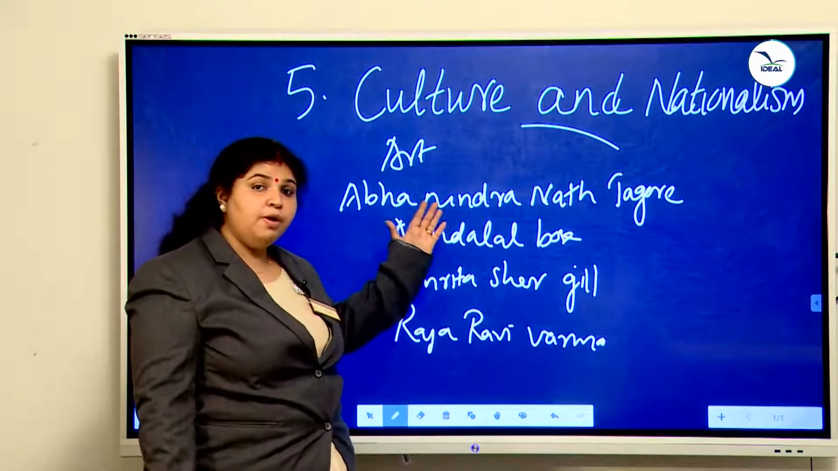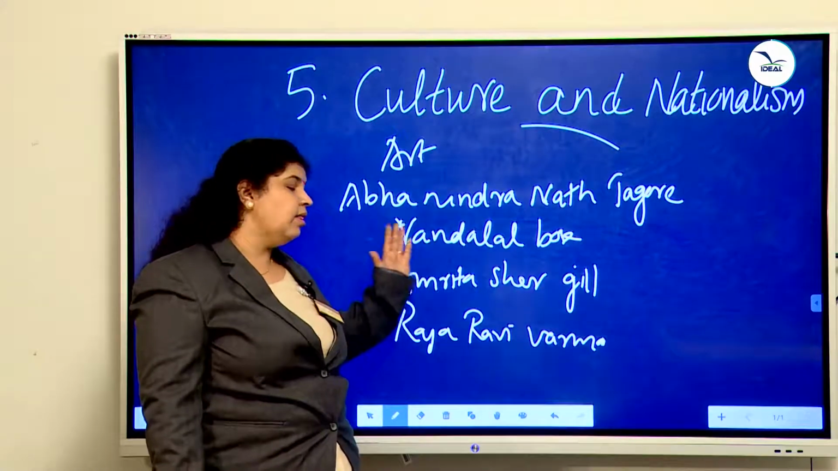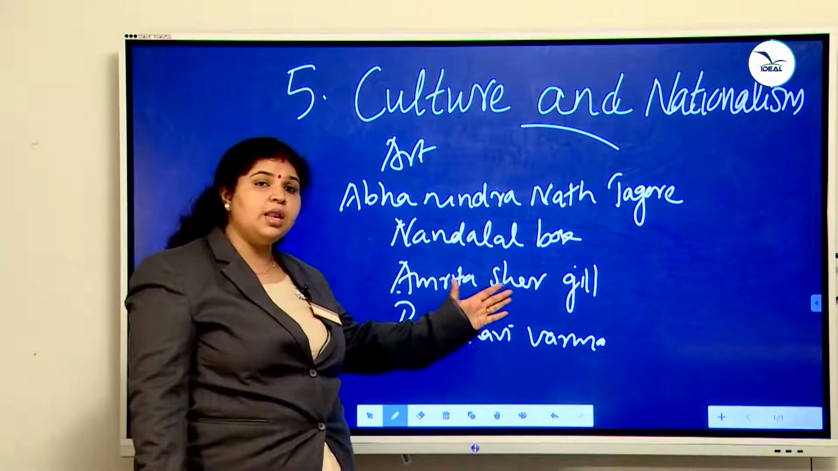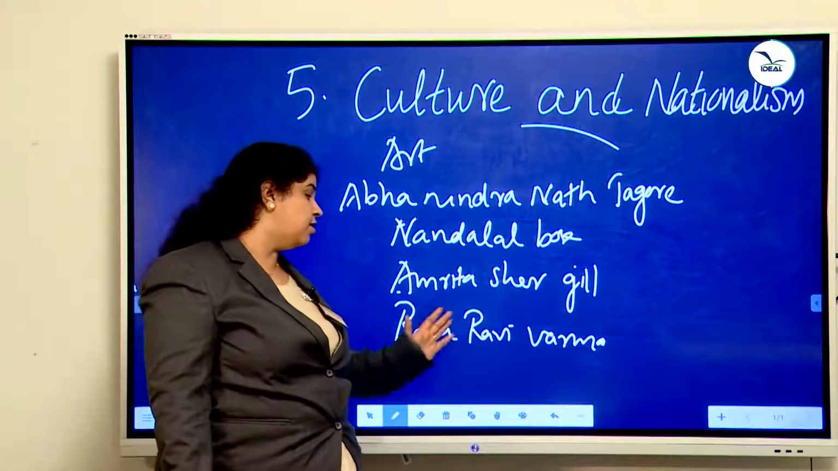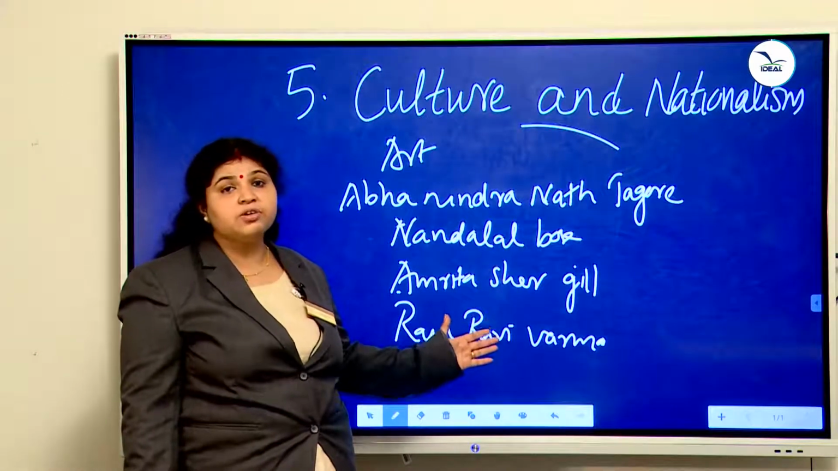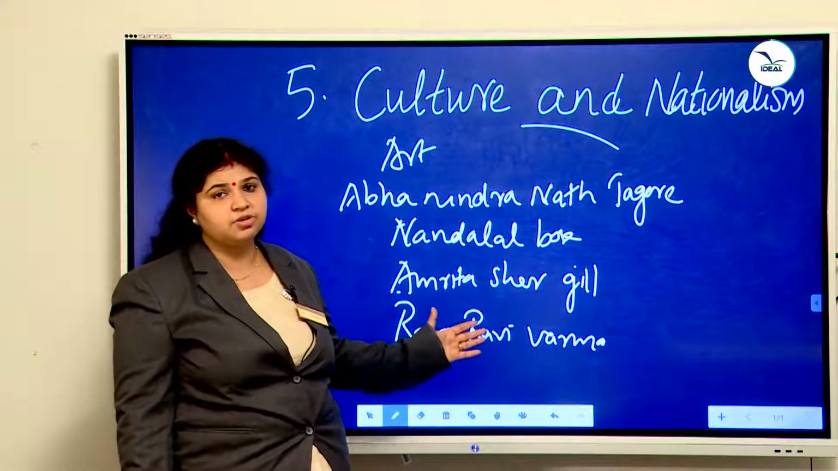Abanindranath Tagore's important painting was Bharat Mata. Nandalal Bose: Sati and Village Drummer. Amrita Shergill: a group of Indians in dark shade. Raja Ravi Varma: portraits mainly from ancient literature, Puranas, Itihasas, etc.